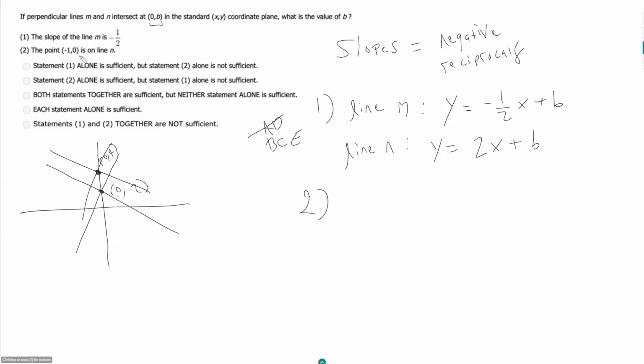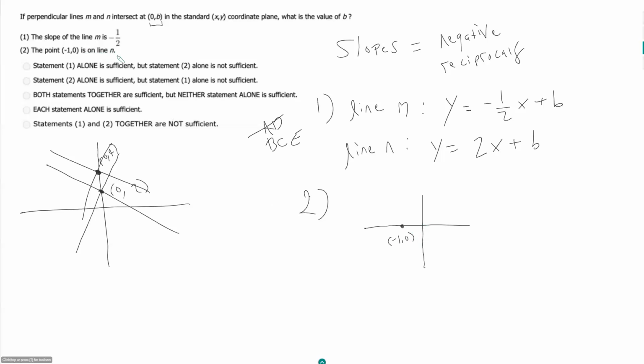Here the point (-1, 0) is on line N. So remember, we have to forget the information from the first statement. This doesn't help a ton, because without knowing anything about the slopes, it isn't going to be helpful. This just tells us that line N goes through point (-1, 0), that's over here, and (0, B), and we have no idea where that is, so we can't even really plot what line N looks like.